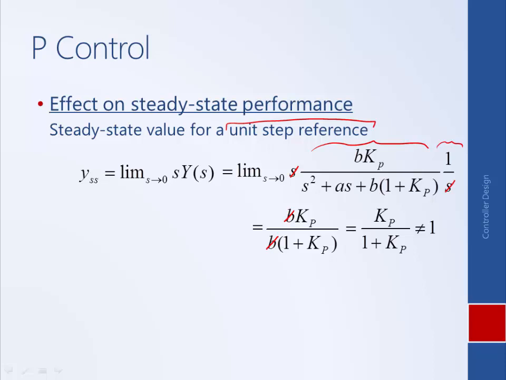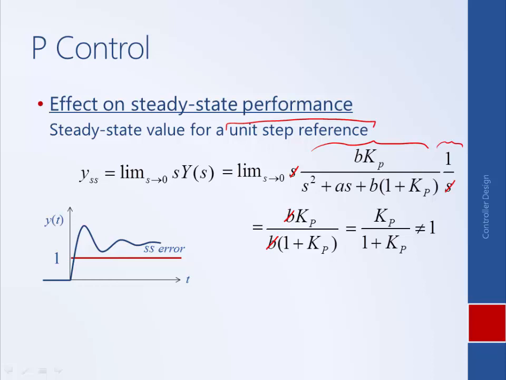So one thing that you'll notice is we've commanded a unit step reference. So we've essentially commanded the system with an input of 1. Yet the final value of our system does not go to 1. So you can sort of imagine a picture like this, where you've commanded 1, but the steady state output approaches some value different than 1. So with P control, we will have some amount of steady state error for a unit step reference.